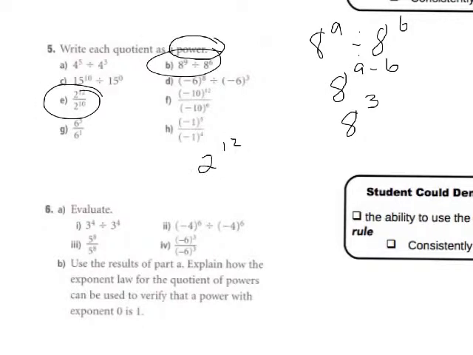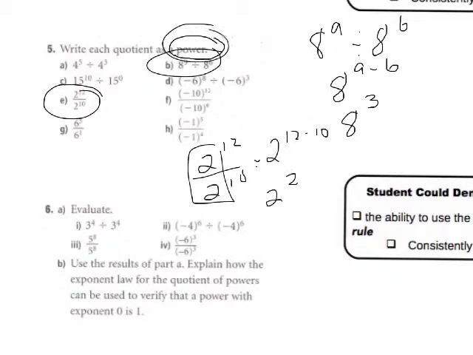2 to the power of 12 divided by 2 to the power of 10. The bases are both 2. So the rule says we can subtract the exponents and we get 2 to the power of 2, and I'm going to leave it as a power.